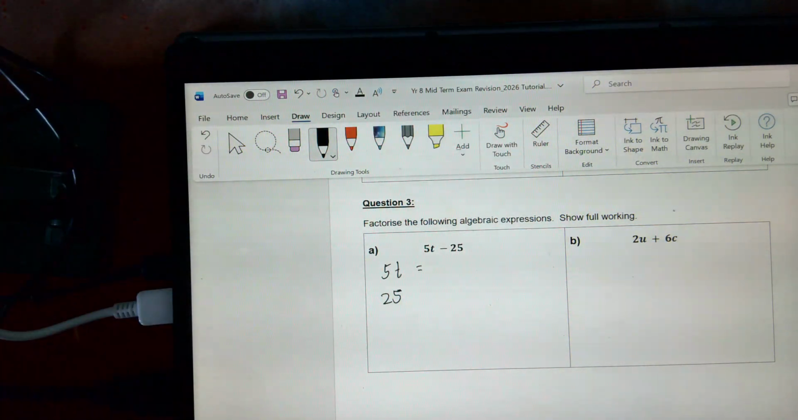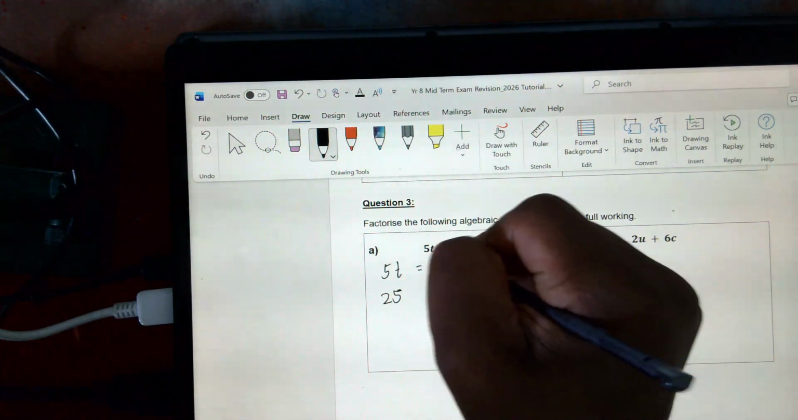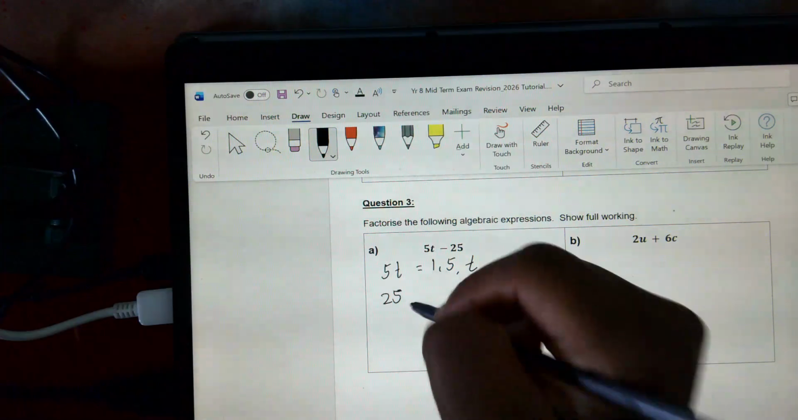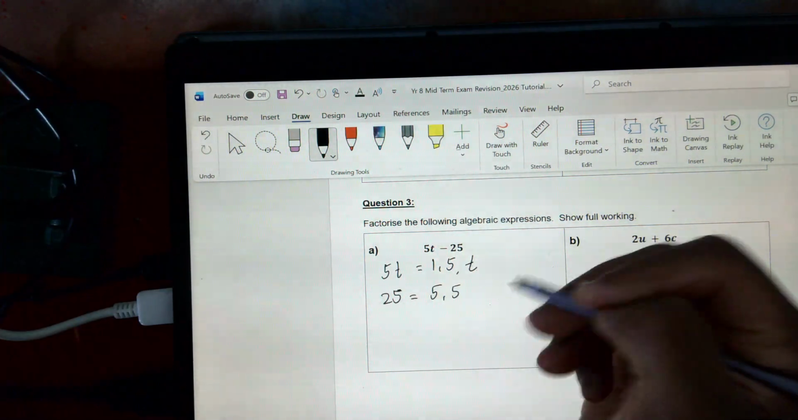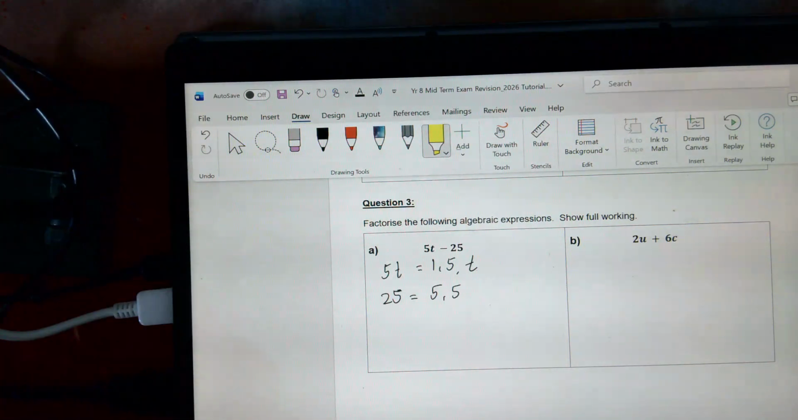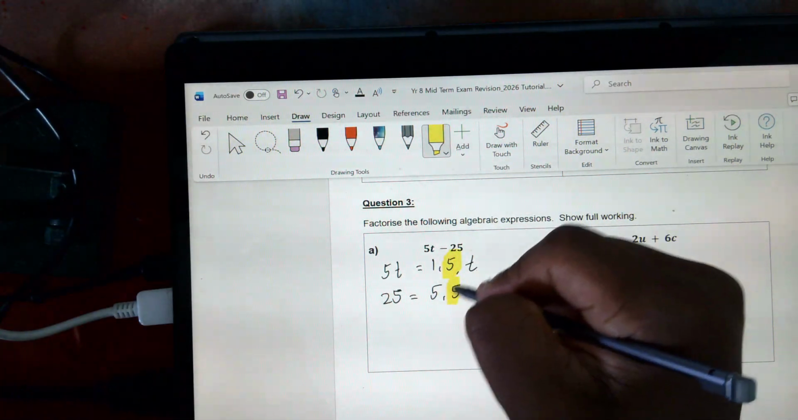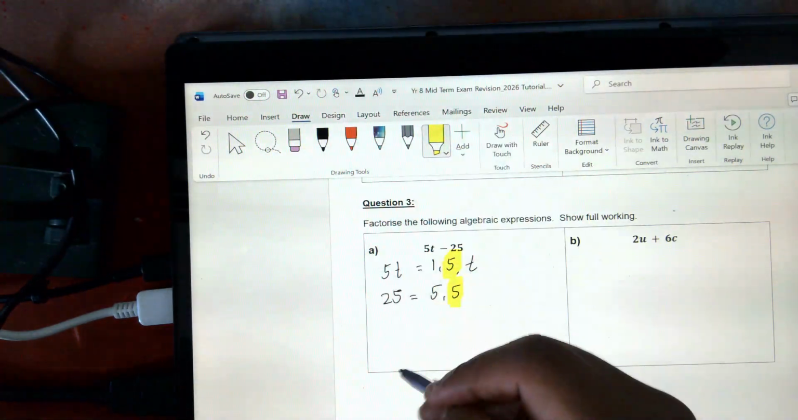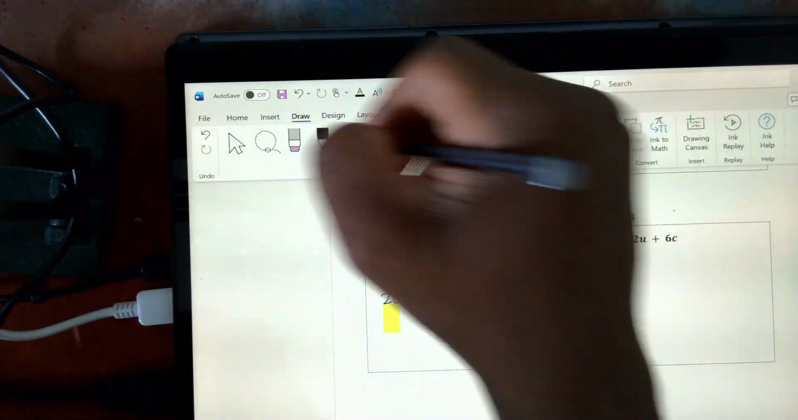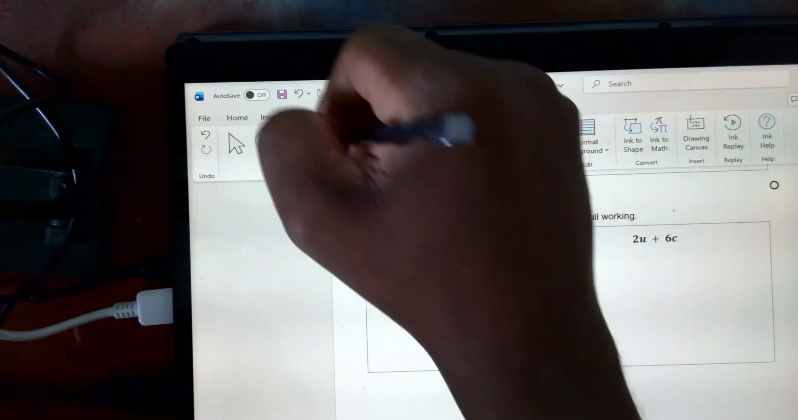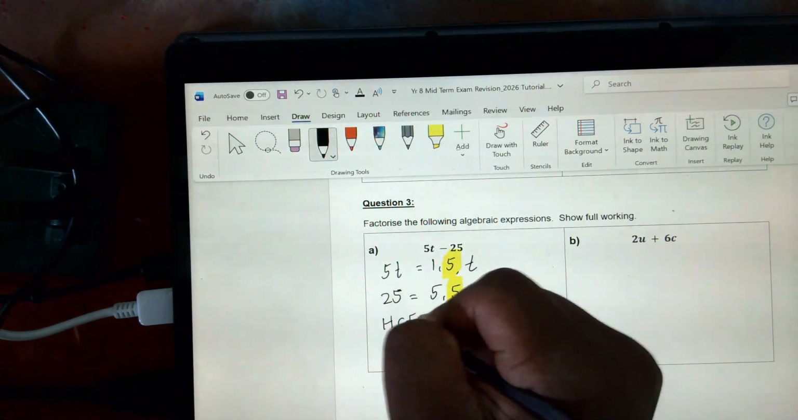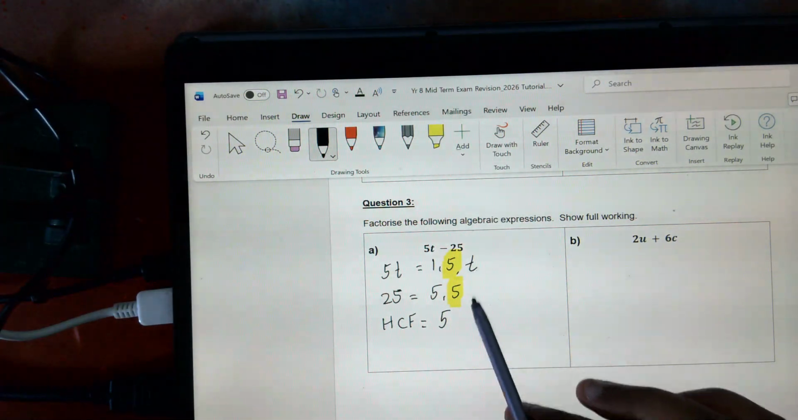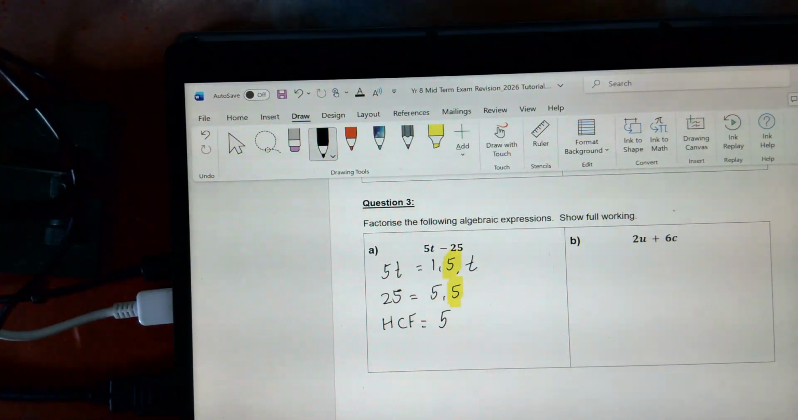Well, the numbers that multiply to give us 5 are 1 and 5, and to get t we'll have to multiply by a t. 25 is just 5 times 5. We can see that the highest common factor here is 5 in both. So the highest common factor that I'm going to take out is 5. I don't take out the variable t because there's no t that's common to both.